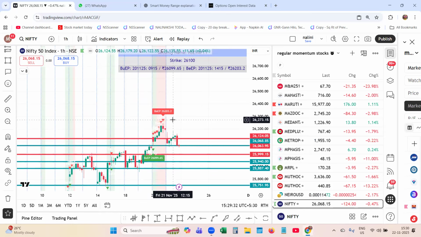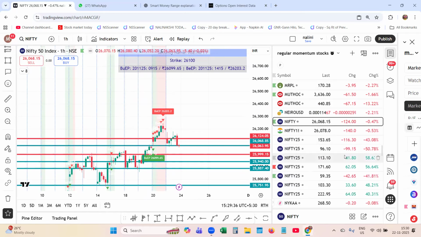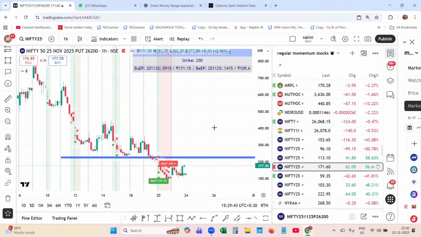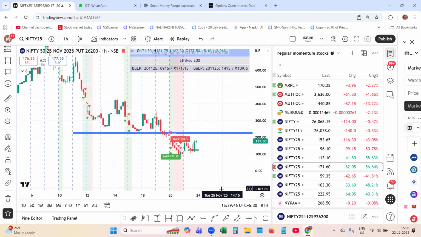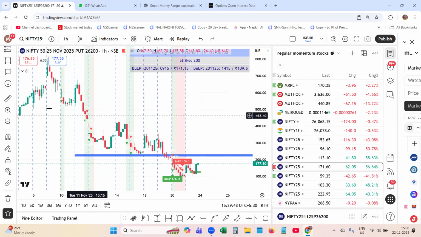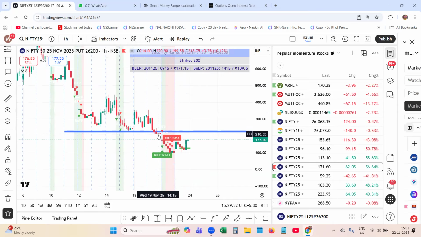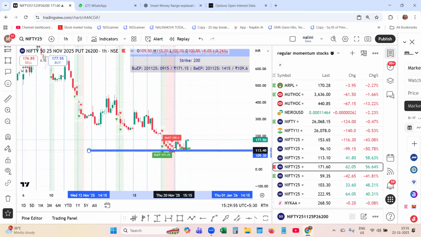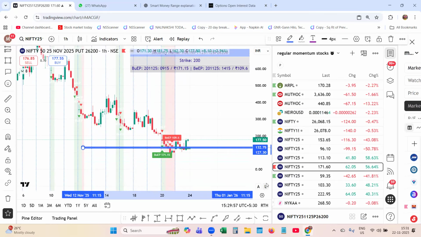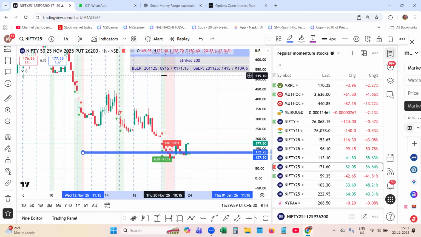Then you can keep 26,200 put option. For example, we'll keep 26,200 put option. Maybe this one? Yes. 26,200 put option. See, they are selling from here. It had come down. Finally, it came down to EP has been formed. EP formed at 9:15 on 20th, 171 and 109.